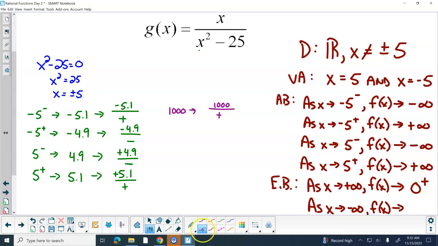If I go out to negative 1,000 now for my negative infinity, now I'm going to have negative 1,000 over 1,000,000 minus 25. That's still going to be positive, which then would be negative. So this would approach 0 from below.